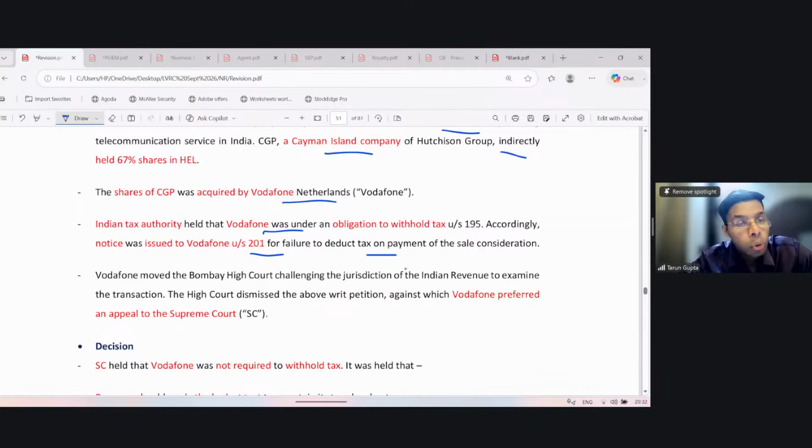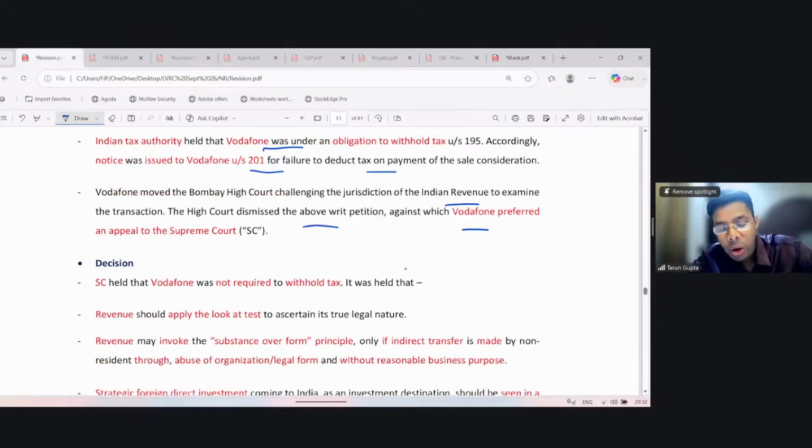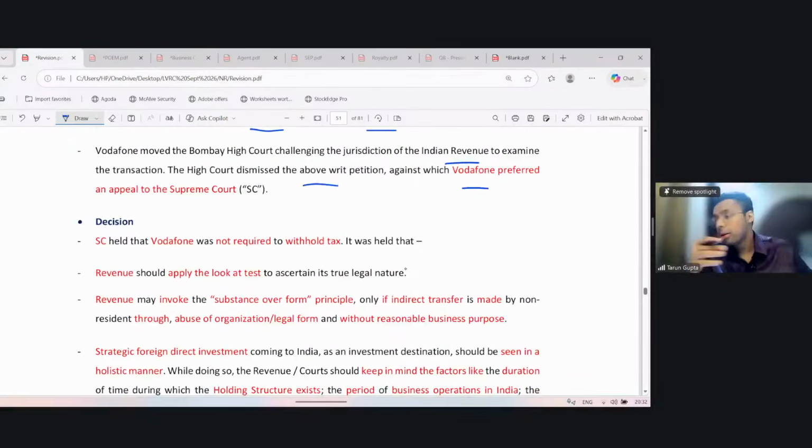Vodafone moved to the Bombay High Court, challenging the jurisdiction of Indian Revenue to examine the transaction. The High Court dismissed the petition, against which Vodafone preferred an appeal to the Supreme Court. Right. So Vodafone lost its case before the Bombay High Court, but it won in the Supreme Court. What is the decision in the Supreme Court?